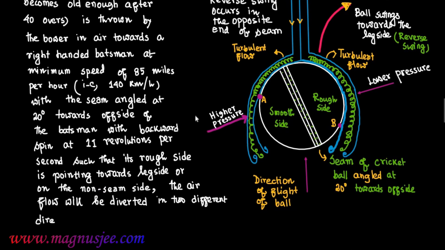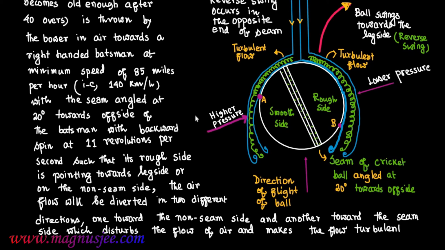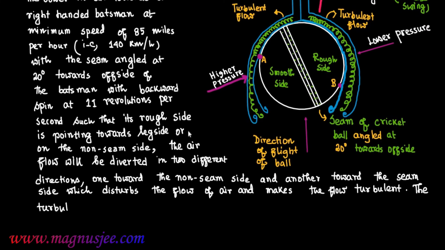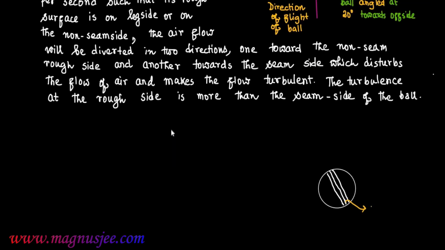Then the airflow will be diverted in two different directions, one toward the non-seam side and another toward the seam side of the cricket ball, which disturbs the flow of air and makes the flow turbulent. The turbulence at the rough side, that means the turbulence on the non-seam side of the cricket ball, is more than that of the seam side of the ball.